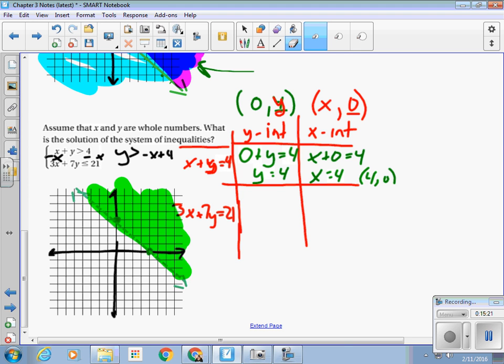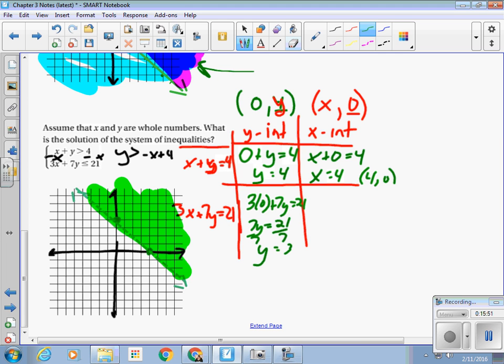All right, for my next line, we'll use the intercept method, even though I am going to eventually just solve it back out. So if I plug in 0 for x, I get 3 times 0 plus 7y equals 21. That's also equal to 7y equals 21. Divide both sides by 7. y equals 3 is my intercept. So I'm going to use this. So when x equals 0, y is equal to 3. Right there.